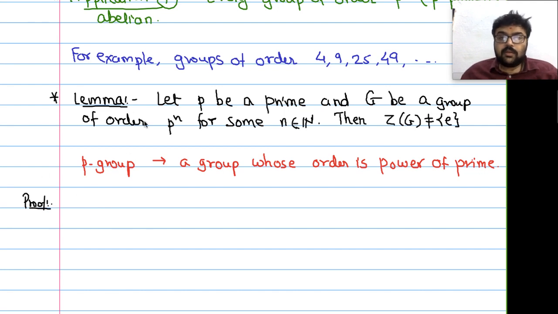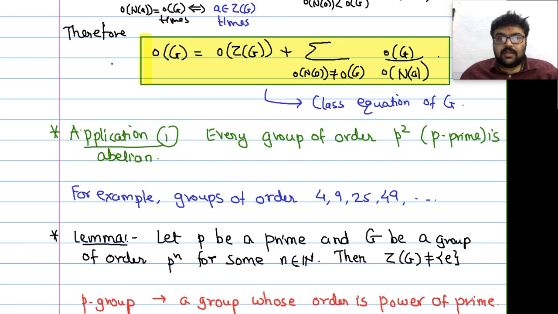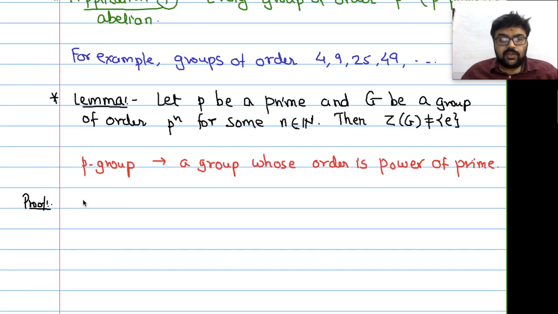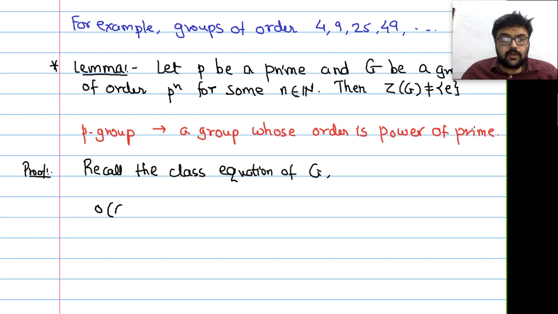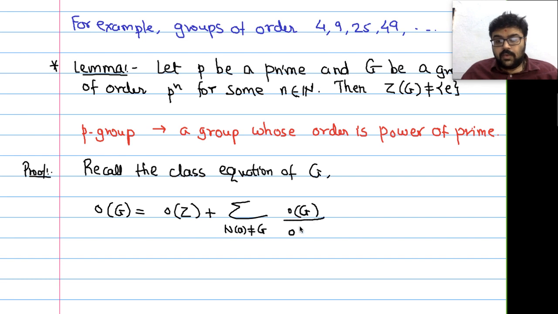So here we use this version of the class equation which we saw. So recall the class equation. How do we write this? Order of G equals order of Z plus the summation, over N_A not equal to G, of order of G upon order of N_A.